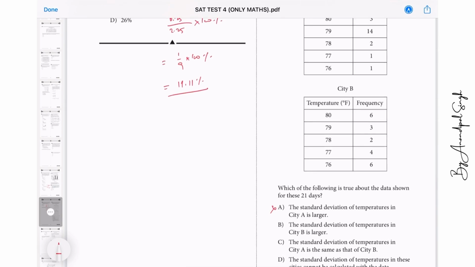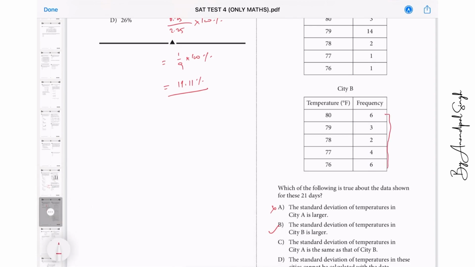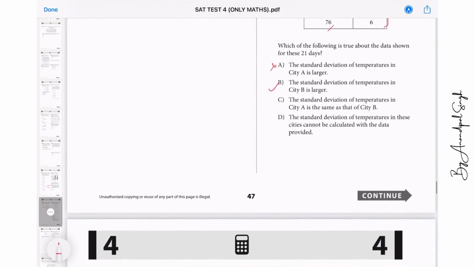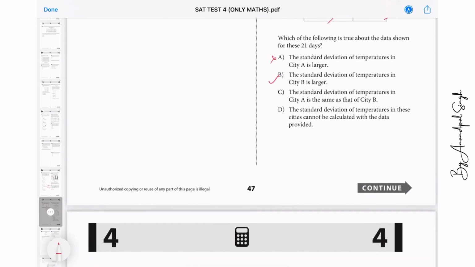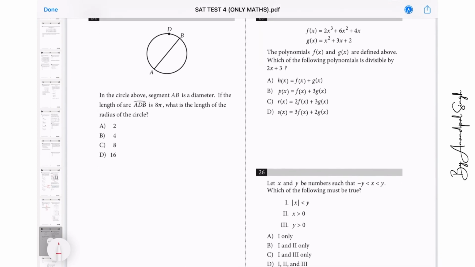So A is wrong. The standard deviation of temperature in city B is larger. So this is right, because here it is scattered. Scattered means that it is spread, it is dispersed basically. So whenever the data is more dispersed, that is more scattered, for the same range, we have more standard deviation. So I will go with B. So just simply remember a rule: the more the data is scattered, the more is the standard deviation if the range is the same. Okay. Let us go to question number 24.